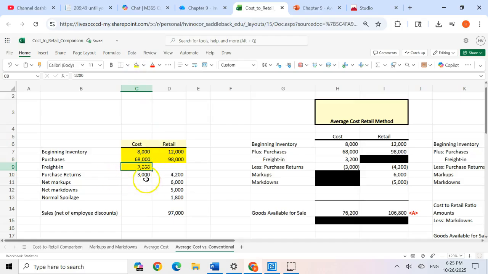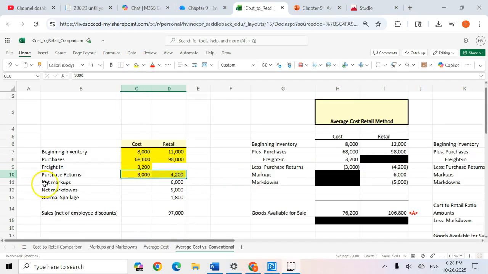Next, we have purchase returns. And when we return a purchase, we return it at the cost, but then we also return it at the retail amount because we've included them in our purchase increases. So the purchase return on cost and retail is $3,4200, and that goes right here, and you can see it's a reduction. So we've dealt with this.